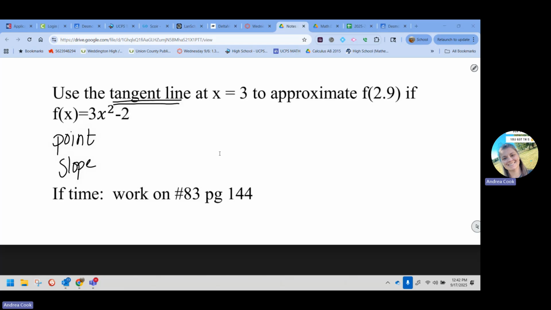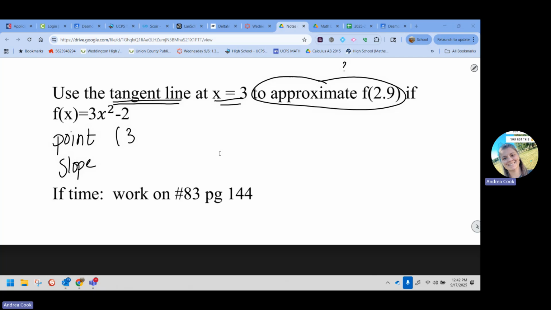Okay, then I see x equals 3. So far that tells me this. Okay. Then I see these words like to approximate f of 2.9. Right now, what is this? Question mark. Okay. We'll figure that out in a second.